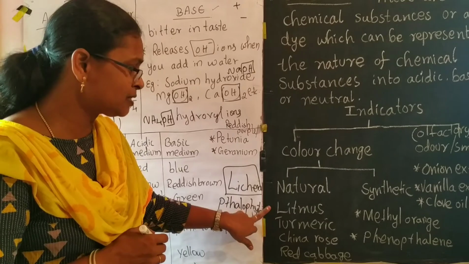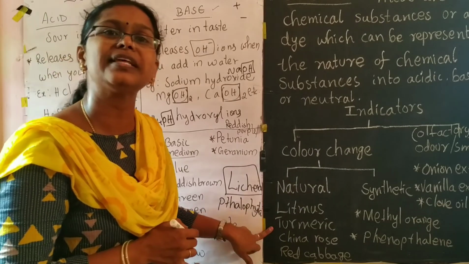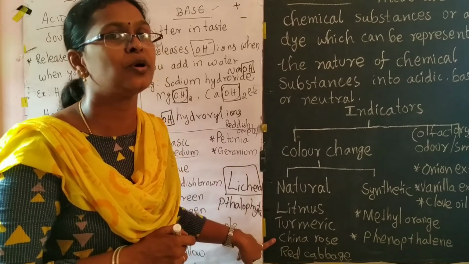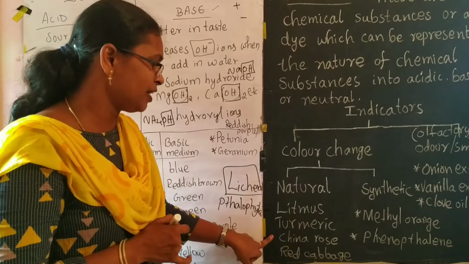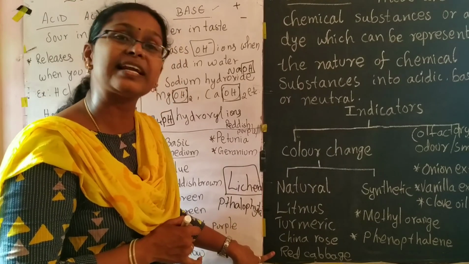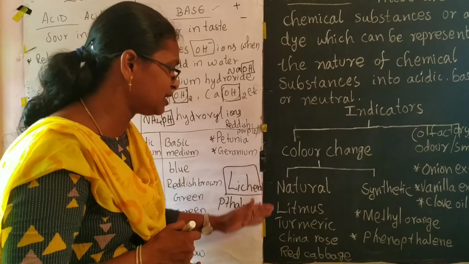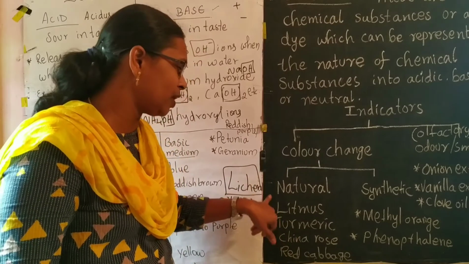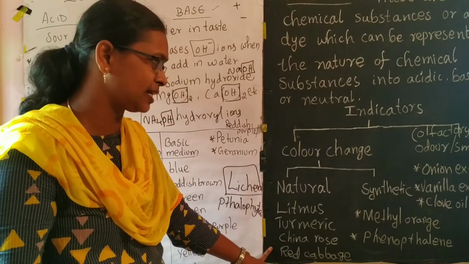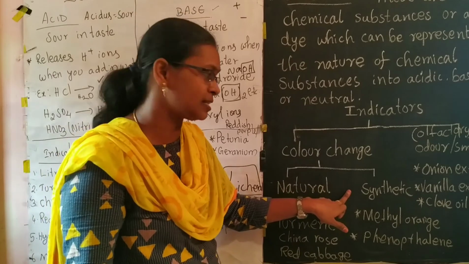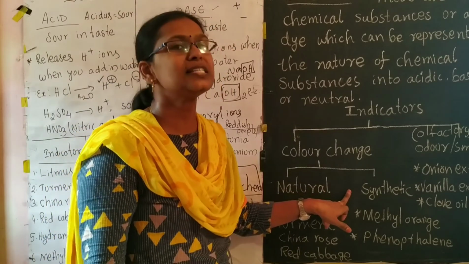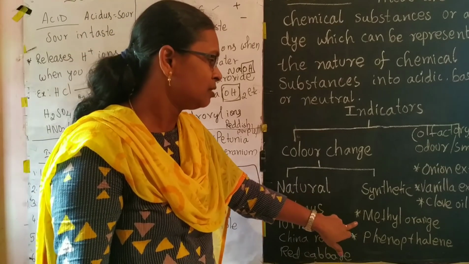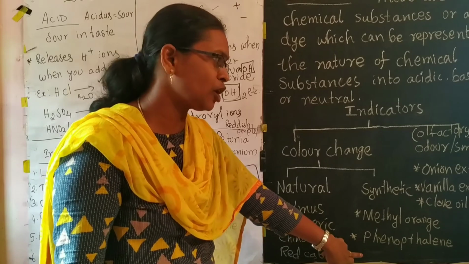Okay. Litmus, and then turmeric, the normal turmeric paste we apply, and then China rose, the hibiscus flower. I think we all know about the hibiscus flower. The same thing we use as an indicator. And then red cabbage, a vegetable. All these are natural products from plants, so we call them natural indicators. Another type is synthetic indicators, which we make in the laboratory, like methyl orange and phenolphthalein.